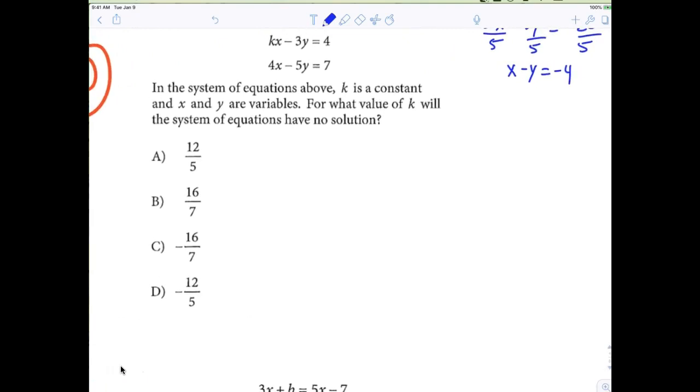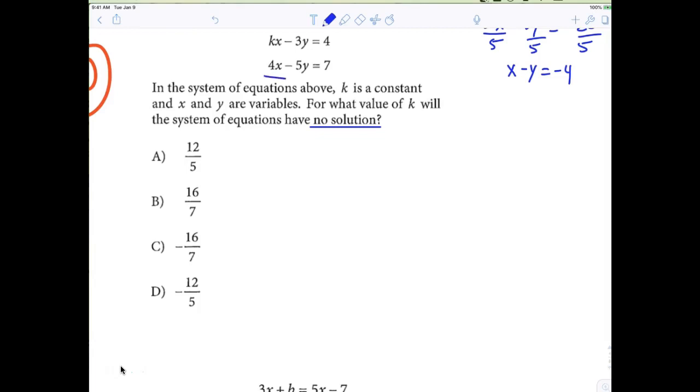Now it says in the system of equations above, k is a constant, x and y are variables. For what value of k will the system of equations have no solution? So if it has no solution, that means the lines are what? That means the lines are parallel, which means what's true about their slopes? They never touch. Parallel lines mean slopes are equal. I want everybody to write that down: parallel lines means their slopes are equal.